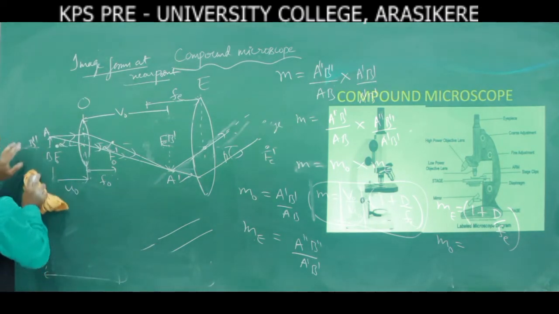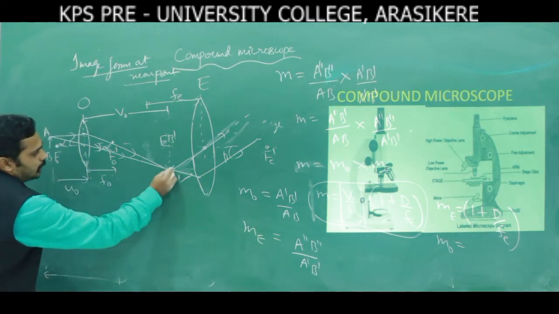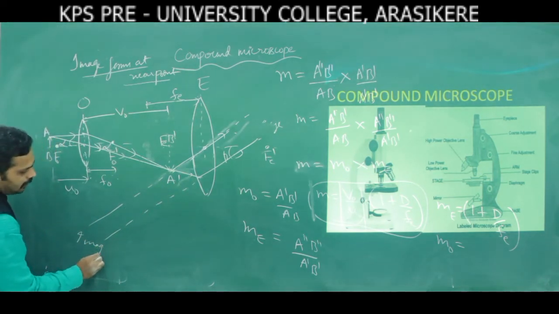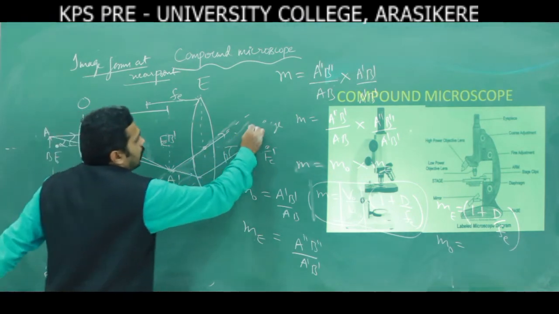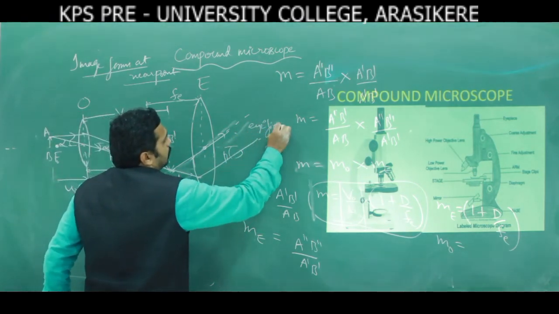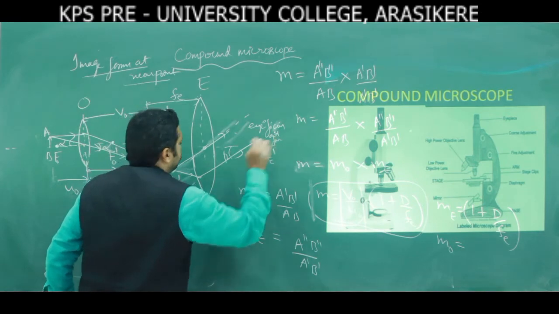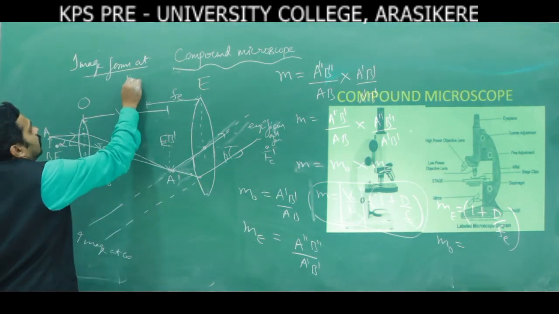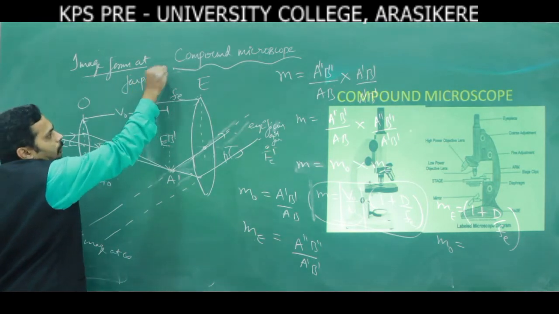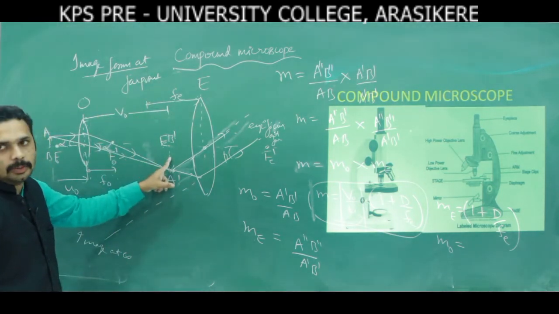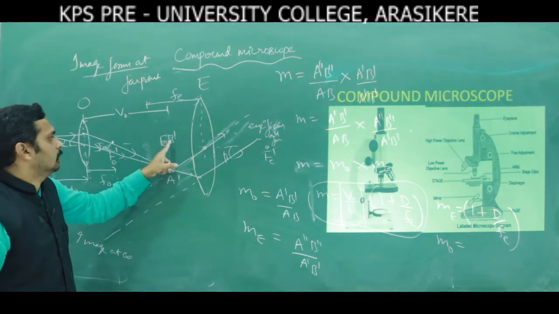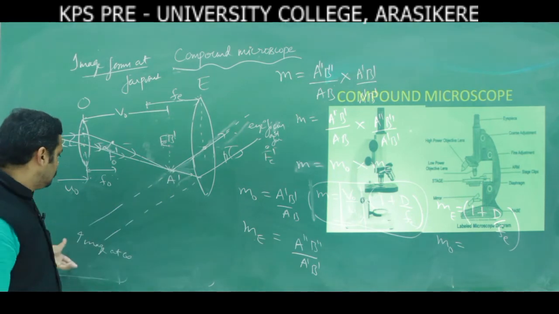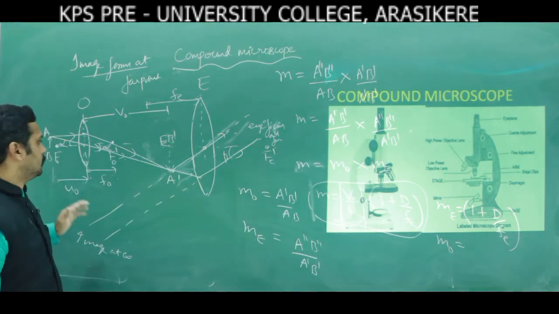Look at here. Now produce the rays in backward. Image at infinity. I focus at far point. So to get the image at far point, the object for the eyepiece lens must be in the focus. Got it? May I clear this? Now the image forms at far point or at infinity.